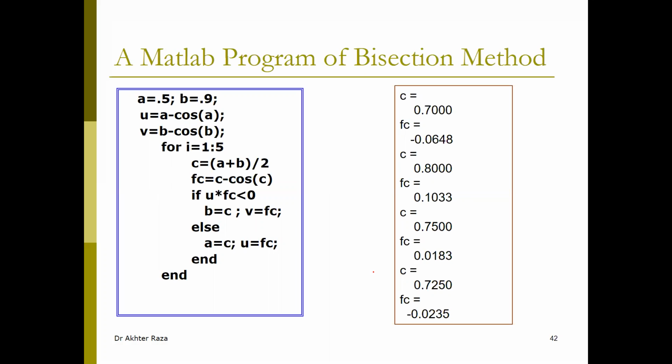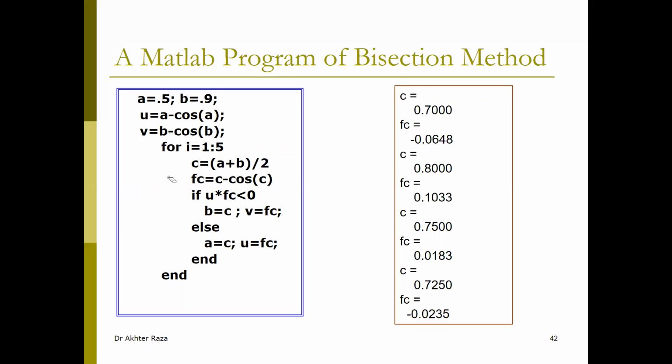This is the MATLAB code of the bisection method. It's quite simple. A is 0.5 and B is 0.9, and the function value at A is A minus cos A, and at B is B minus cos B. For i equal to 1 to 5, C is computed and FC is calculated. If the product is negative, then the values are updated, otherwise the earlier ones are kept and the procedure is continued. It is an iteration-based code, not an error-based code.